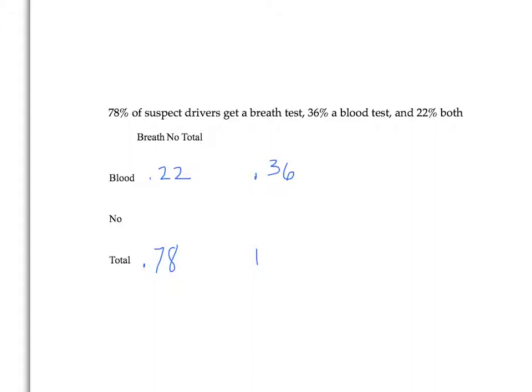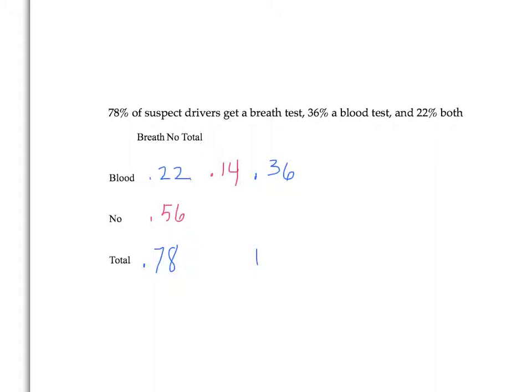Okay. Now, with what I've got, I can fill in the rest of the table. I know that blood and no blood add up to 0.36, so I subtract that, I get 0.14. I know that 0.78 is the sum of this 0.22 plus whatever is no. When I subtract, I get 0.56.